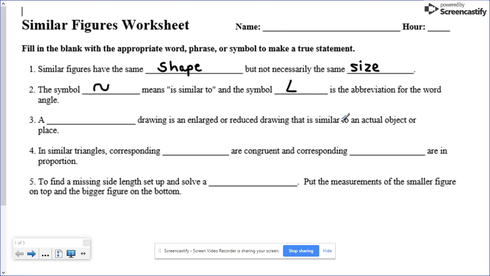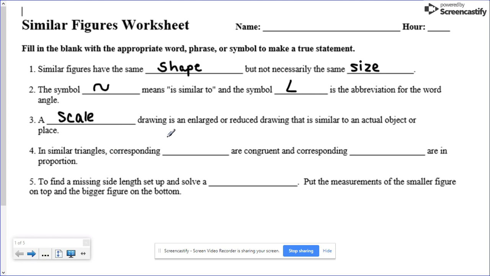So the next one, number 3, is a scale drawing. A scale drawing is an enlarged or reduced drawing that is similar to an object or place. A lot of times architects use these. They make a little tiny version of what they're trying to build. That's a scale drawing.